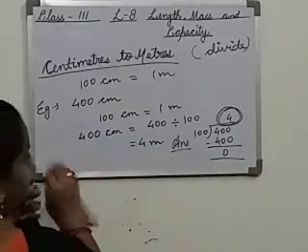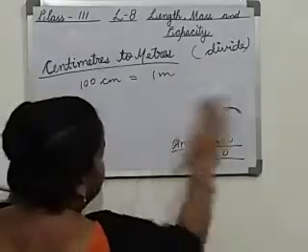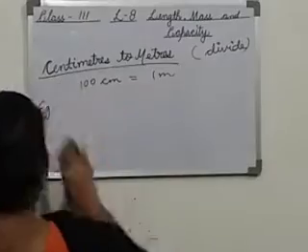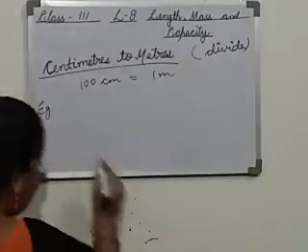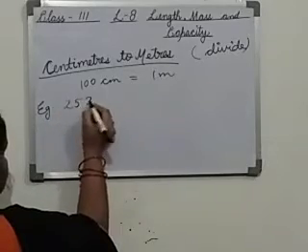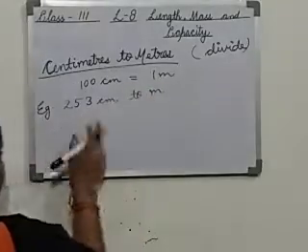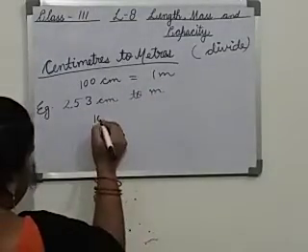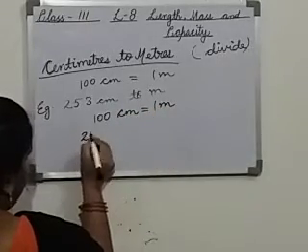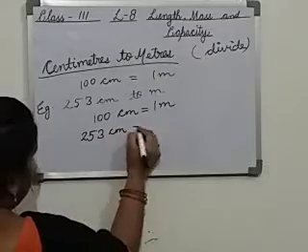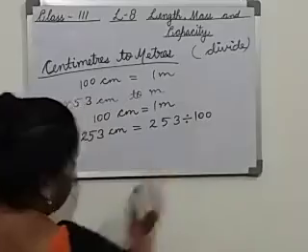Now one question I am taking in which we will get some remainder. Now see how we will do that. Suppose 253 centimeter to meter, means this many centimeters we have to change into meter. So again 100 centimeter equals to 1 meter. 253 centimeter equals to 253 divided by 100. Okay.